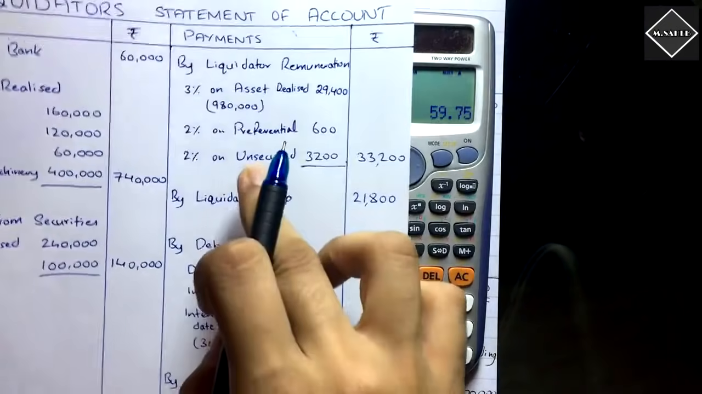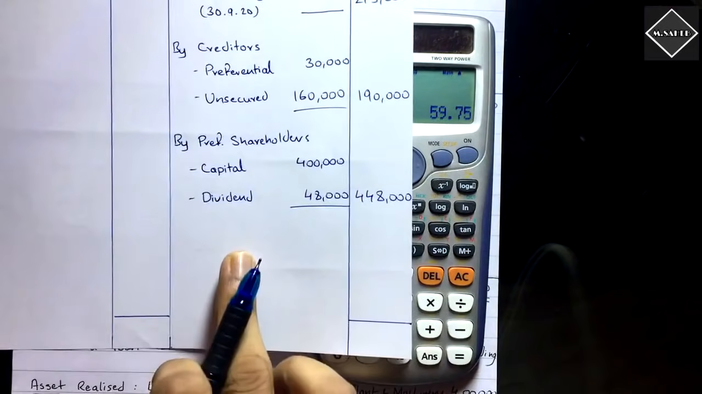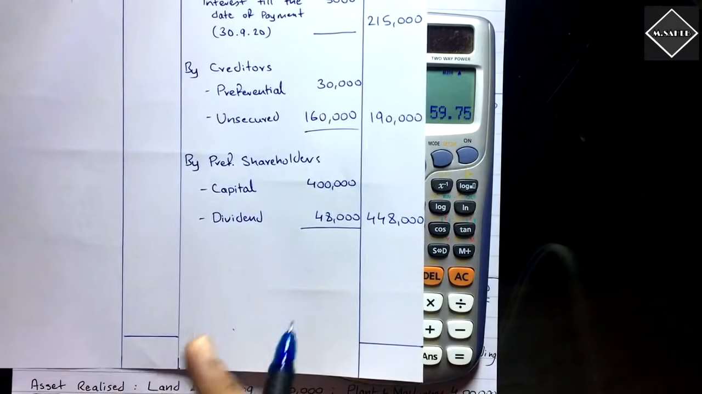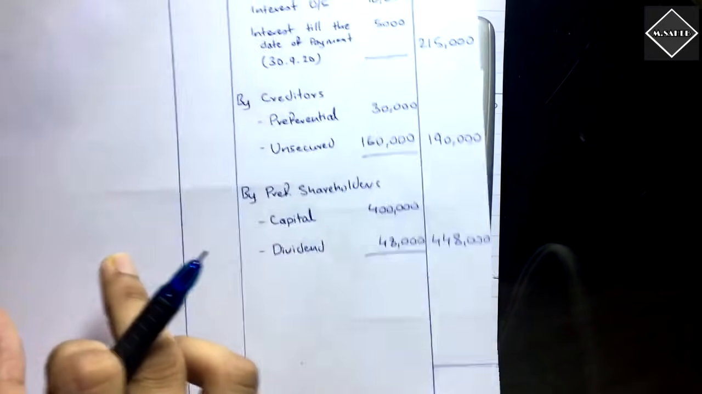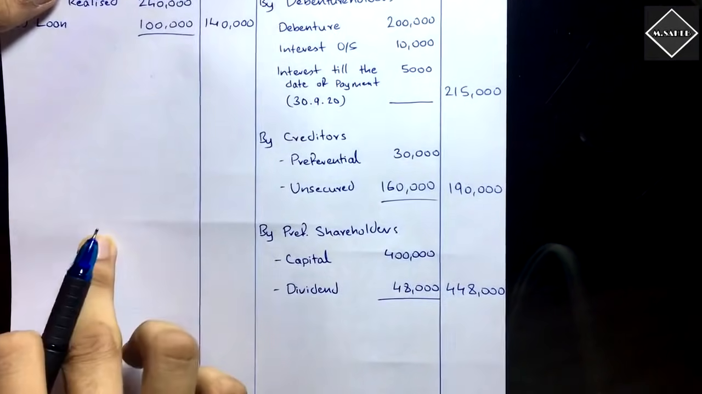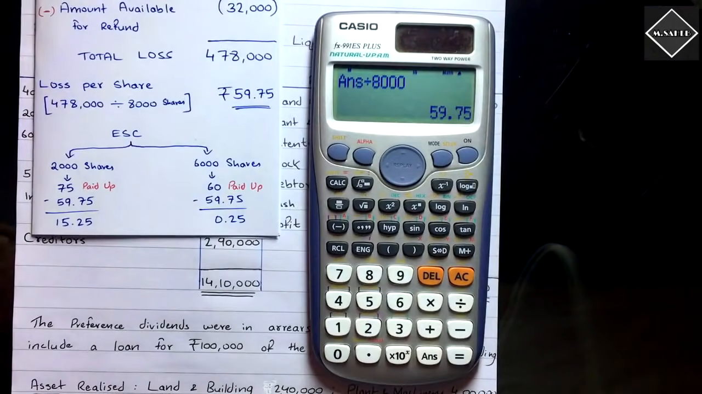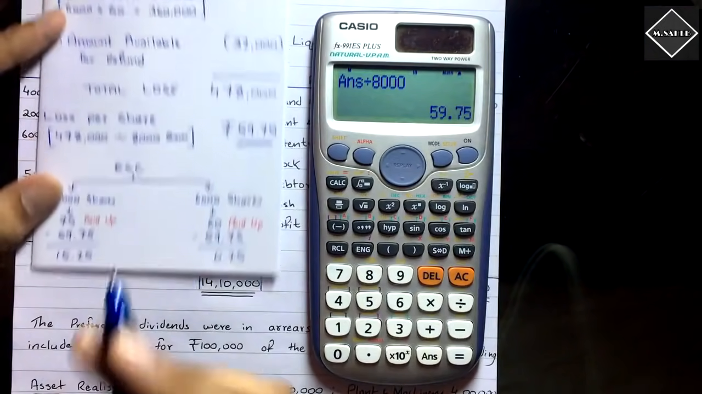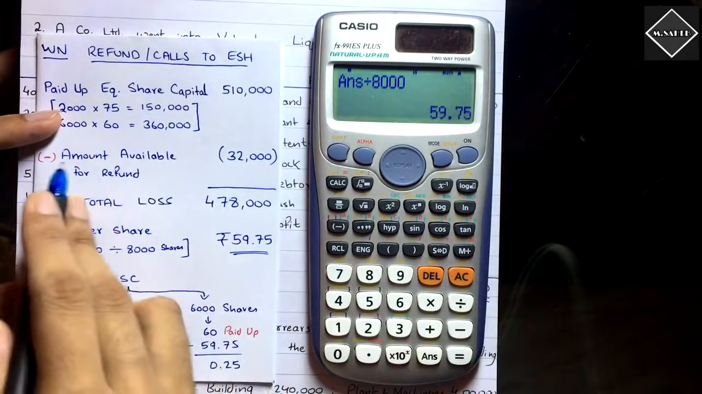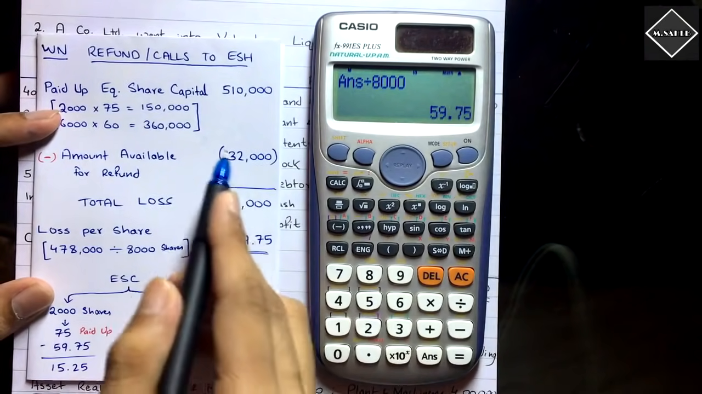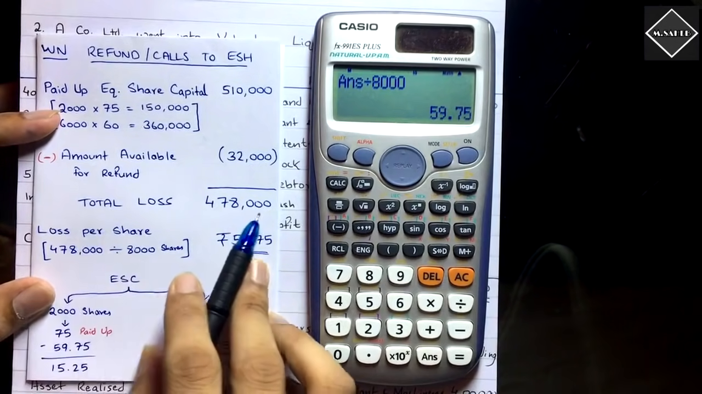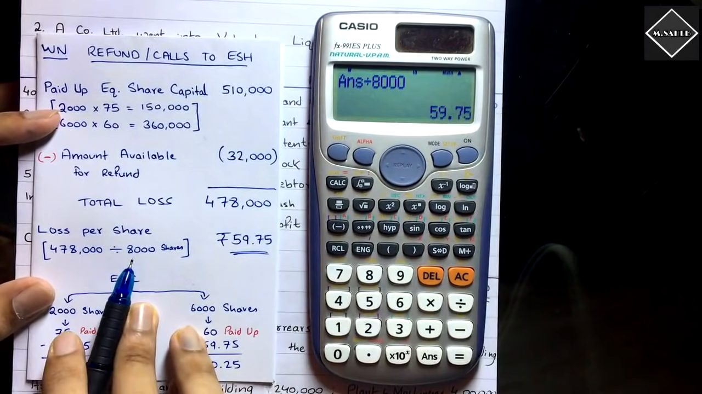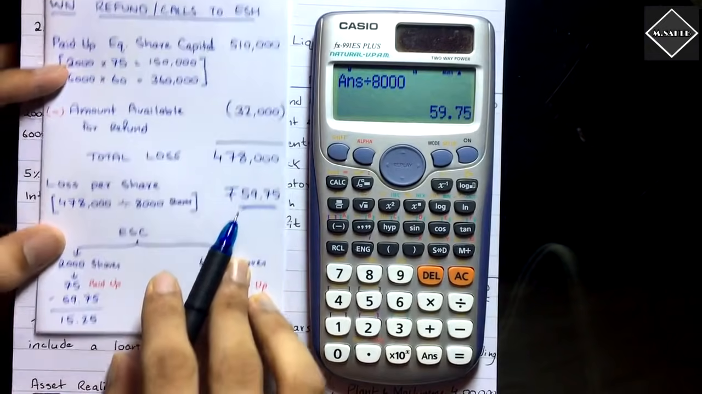Because the company is making the payment, that would be a refund to the equity shareholders. Money will go out from the company if you are making the payment. So the refund will come over here and the call receipt will come over here. Now this is what you have to do: paid up capital, the total paid up capital minus the amount available, which you will find after doing receipt minus payment at last. Then you will find the total loss divided by the total number of equity shares, and you will get the loss per share.